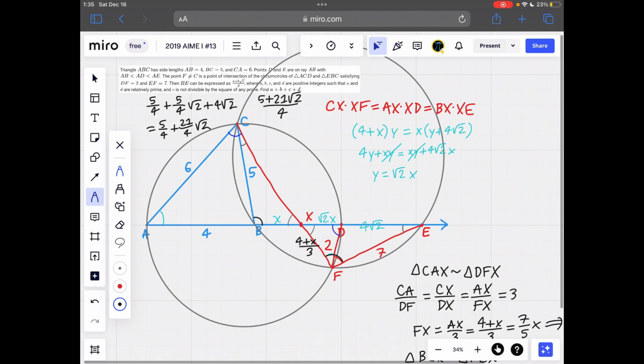It can be expressed as (a plus b root c) over d, where a, b, c, and d are positive integers such that a and d are relatively prime, 5 and 4 are clearly relatively prime, and c is not divisible by the square of any prime. 2 isn't. So find a plus b plus c plus d. That's just 5 plus 21 plus 2 plus 4, and that's equal to 32. We are done with AIME problem 13.